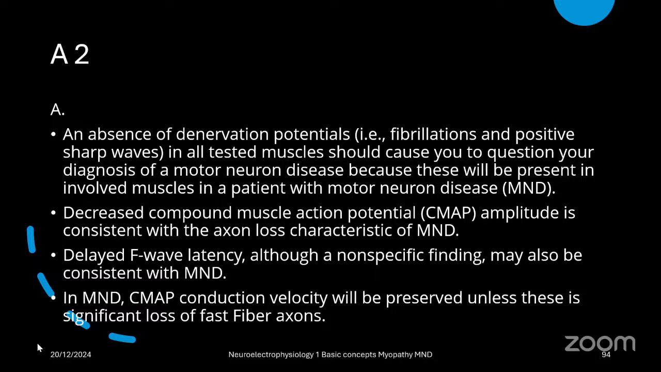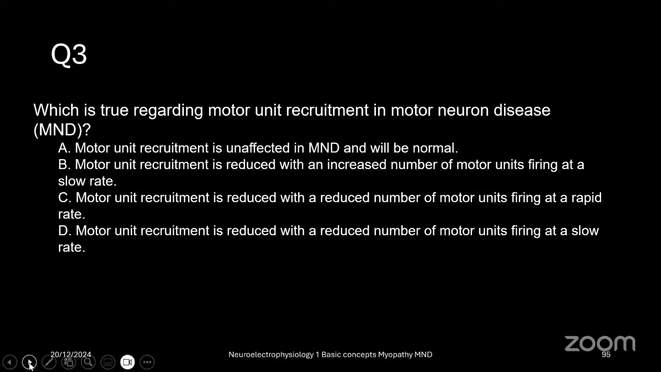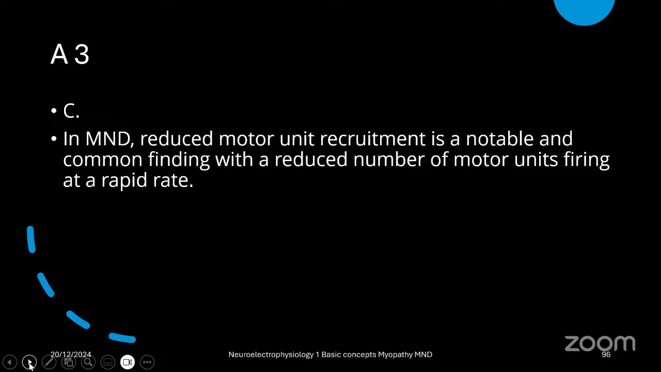So, last question, I think we have one more question. Which is true regarding motor unit recruitment in motor neuron disease? Motor unit recruitment is unaffected in MND and will be normal. Is reduced with an increased number of motor units firing at a slow rate. It is reduced with a reduced number of motor units firing at a rapid rate. Reduced with a reduced number of motor units firing at a slower rate. C. Yes, C. Reduced motor unit recruitment is a notable and common finding with a reduced number of motor units firing at a rapid rate. So I think that's all from my side.